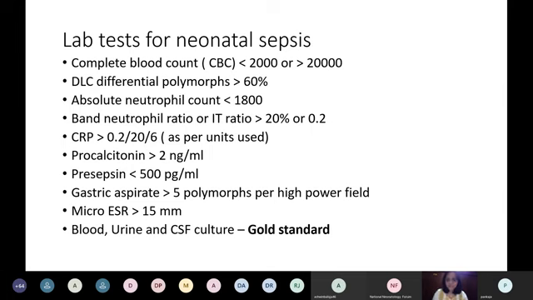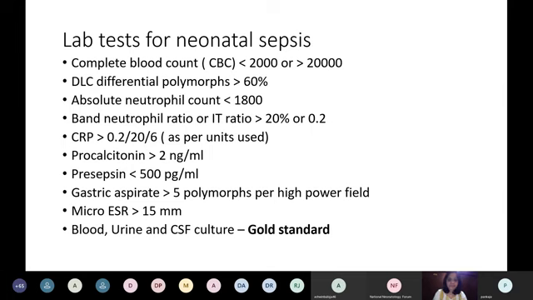The next one is absolute neutrophil count. So out of all the cells, we are going to count only the neutrophils, as compared to the total actually. So this absolute neutrophil count, if it is less than 1800, again it is suggestive of sepsis. As I said previously, there is quite a bit of evidence which says it has to be less than 1500, but this is a commonly agreed number, so I put it at 1800. And next would be band neutrophil ratio.